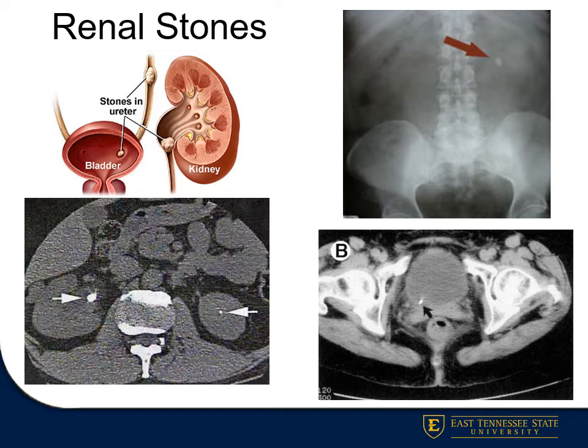And then in the CT image on the lower right side of the screen, the black arrow is indicating a kidney stone right there at the urinary bladder. So that's at the UVJ. So that stone's about to be passed into the urinary bladder through the ureterovesical junction.